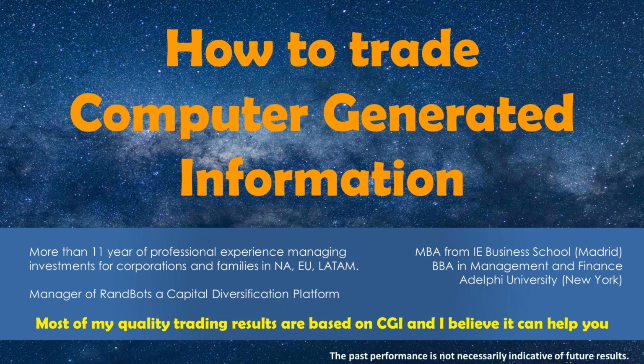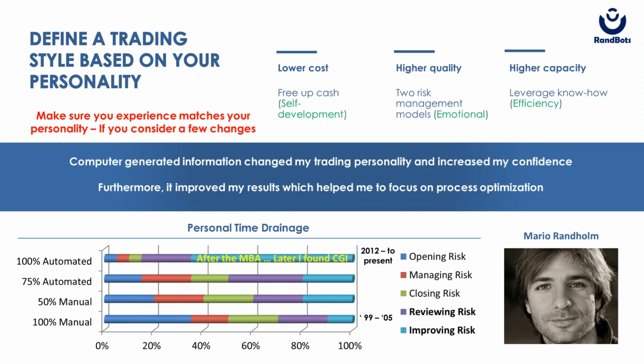So for me, computer generated information changed the way I trade, and I want to show you a glimpse of that today. First, it saved me a lot of cost. It lowered my cost. It gave me much higher quality results on risk management, especially, and increased my efficiency, especially because as soon as I started using computer information, emotions got out of the way and my trades improved greatly.